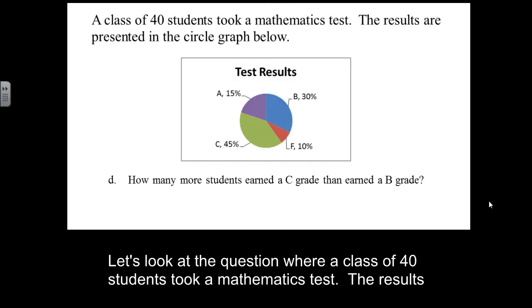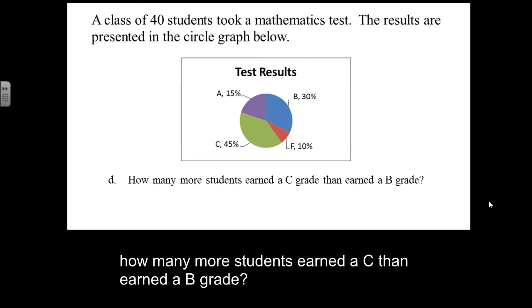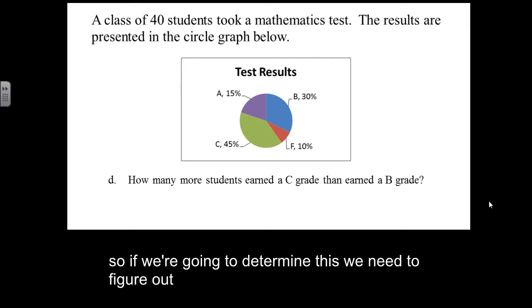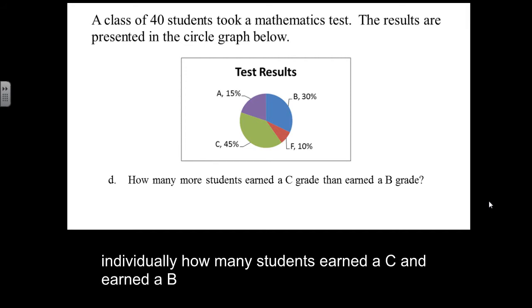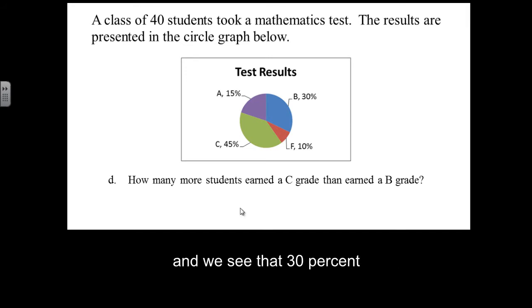Let's look at the question where a class of 40 students took a mathematics test. The results are given in the graph. How many more students earned a C than earned a B grade? So if we're going to determine this, we need to figure out individually how many students earned a C and earned a B. Using our graph, we see that 45% of the students got a C on the test, and we see that 30% got a B. So for a C grade, we said that was 45% of the students, and a B grade was 30%.